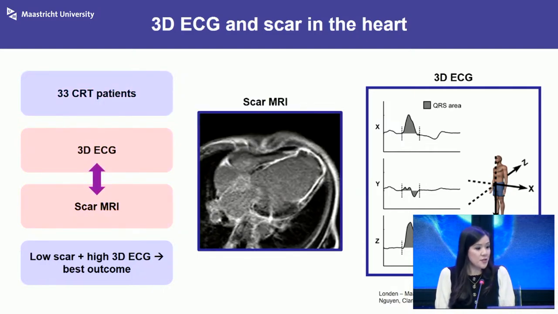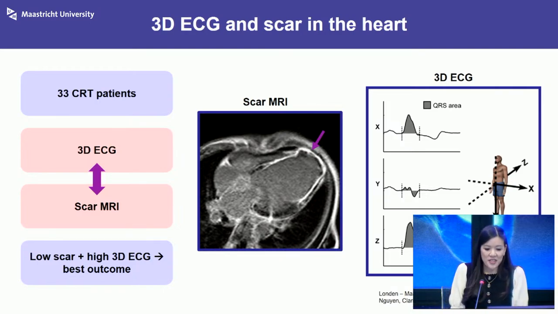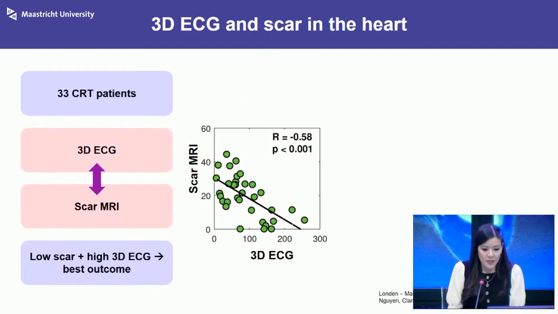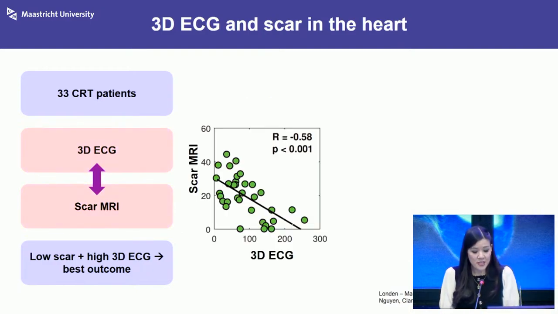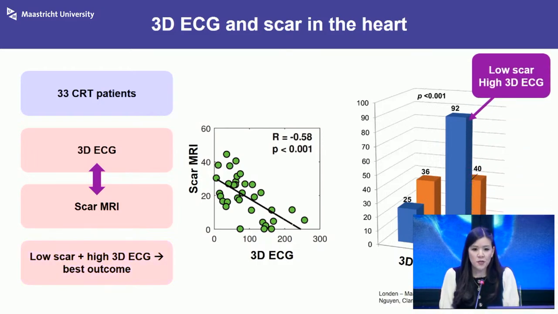Scar tissue in the heart was assessed with the gold standard MRI. And in this figure, look at the purple arrow, bright indicates the presence of myocardial scar. The principal finding of this study was that the QRS area from the 3D ECG was negatively associated with scar in the heart, and patients with the most favorable outcome to CRT had a low scar burden and a high QRS area from the three-dimensional ECG.